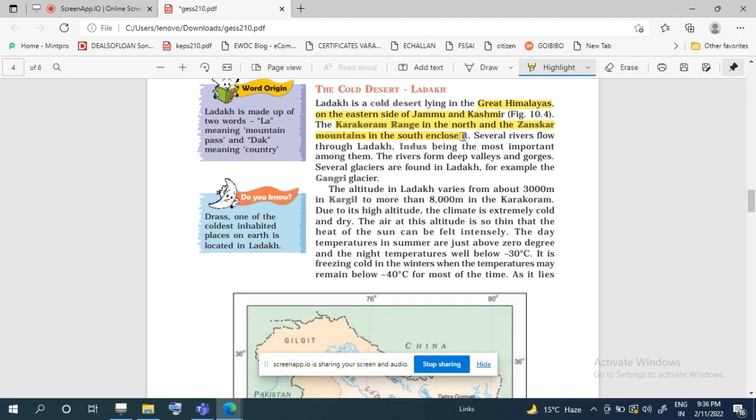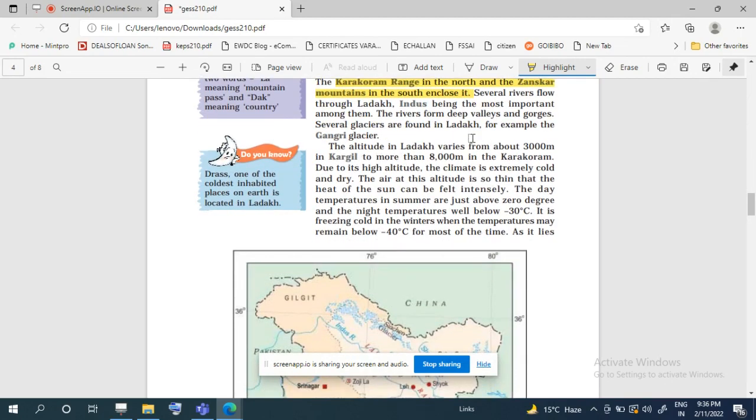And so many rivers flow through Ladakh, in which Indus is the most important. This river forms so many valleys and gorges, and it flows through Ladakh. Then it reaches Pakistan. And other than rivers, several glaciers are also there in Ladakh, like Gangri Glacier is one such glacier which is there in the Ladakh.